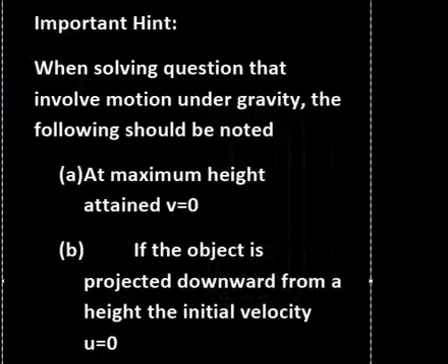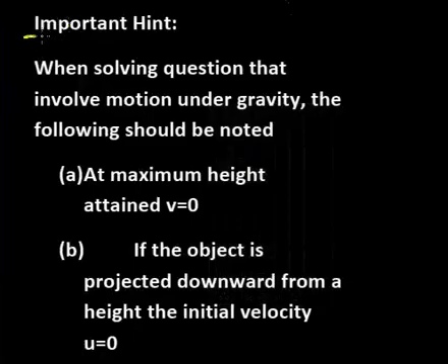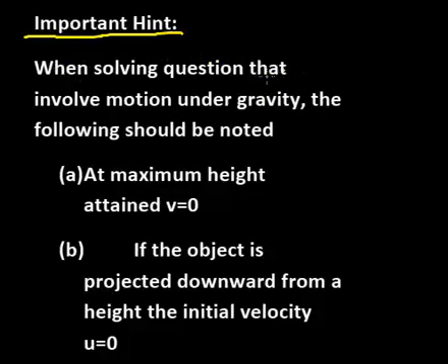Important info you need to take cognizance of. It goes like this: when solving questions that involve motion under gravity, the following should be noted. At maximum height, if this object is going upwards, there's a point where it will stop and start falling down. That's the maximum height. At that point, it doesn't have velocity. The final velocity at maximum height is equal to 0. So if you are dealing with upward movement, at maximum height, final velocity is equal to 0.